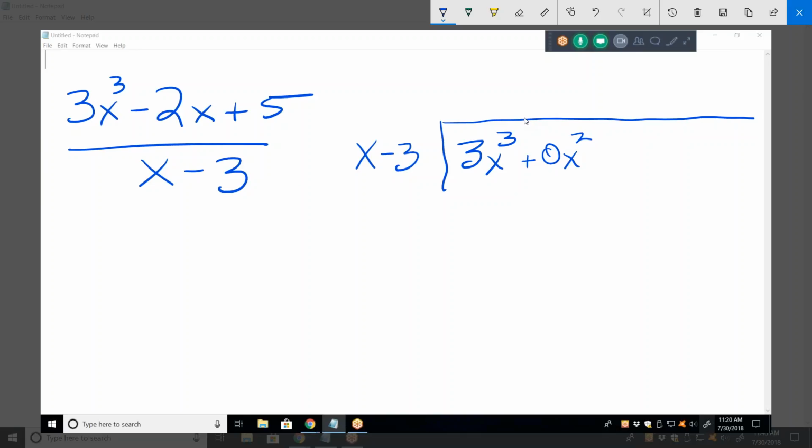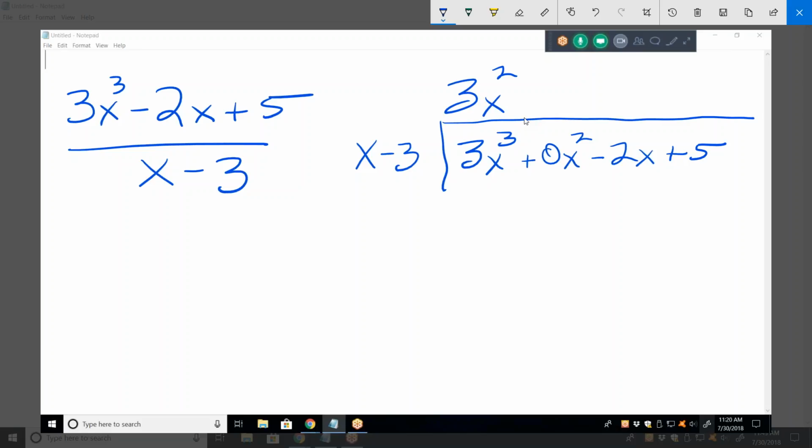Okay. What else? Minus 2x plus 5. Okay. Tell me how to do this. First step. First number that we're going to bring to the top is 3x squared. I'm going to divide x into 3x cubed. That's the first step. Yes.